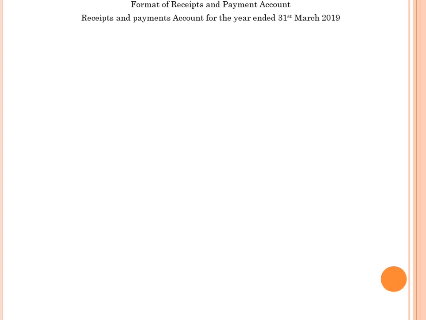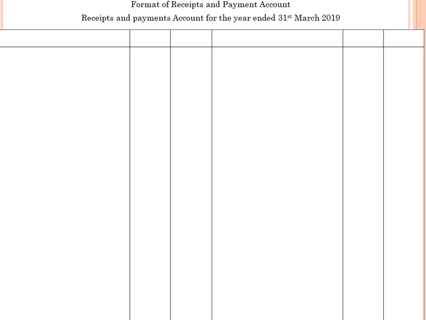For the format of receipts and payment account, write down the heading: Receipts and Payment Account for the year ended 31st March 2019. Here divide into 6 columns: receipts, amount, payments, amount. Receipts and payment account is simply the cash book. All cash transactions, cash receipts and cash payments, are recorded in the receipts and payment account. The debit side is receipts, the credit side is payments. Now we start with the receipts, the debit side.